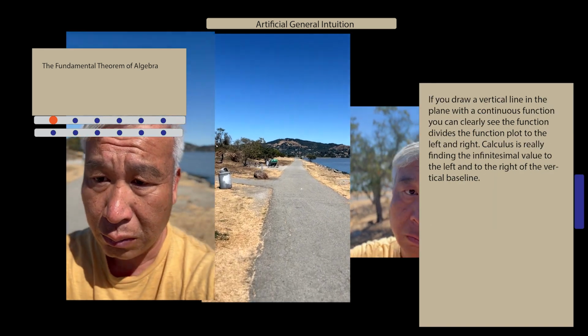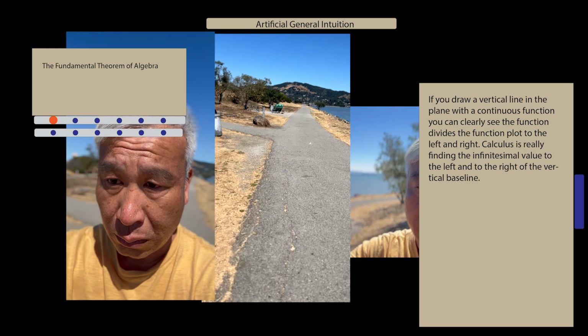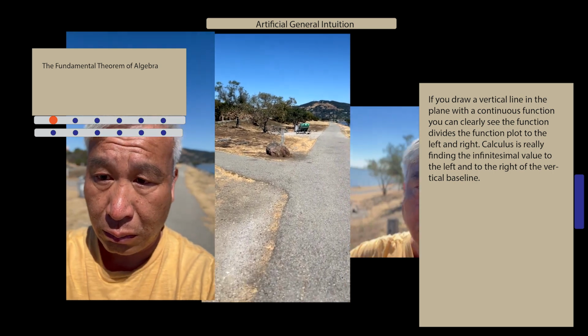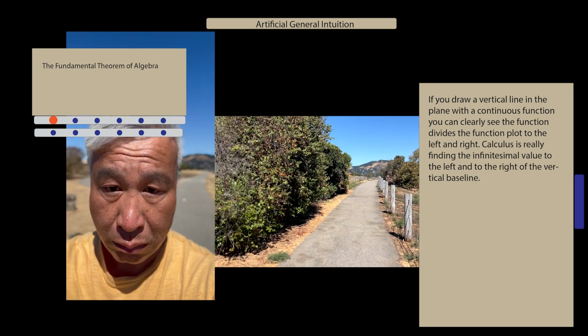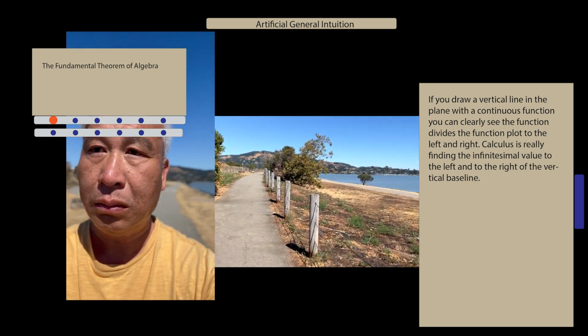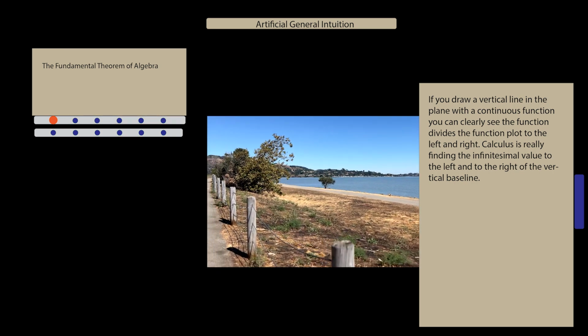If you draw a vertical line in a plane with a continuous function, you can clearly see the line divides the function plot to the left and to the right. Calculus is really finding the infinitesimal value to the left and then to the right of the vertical baseline.